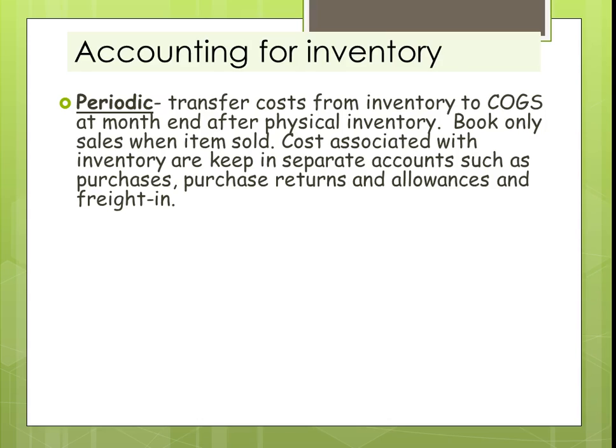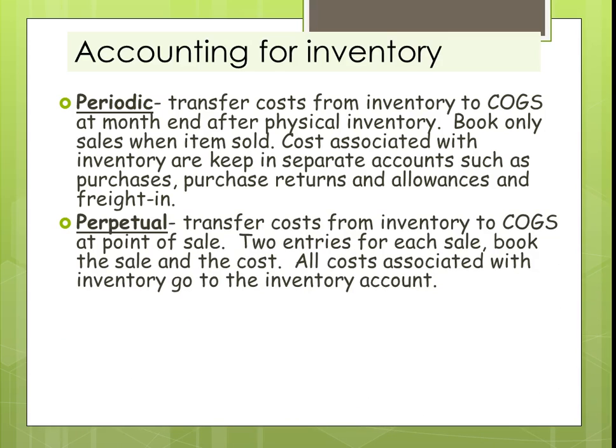Now, when we're accounting for inventory, we can use the periodic method, which, lucky for you, is what your homework is. When you use the periodic method, transfers from inventory to cost of goods sold happen only at the end of the month after we've done a physical inventory. We book only sales when an item is sold, and costs associated with inventory are kept in separate accounts such as purchases, purchase returns and allowances, and freight in. Those are some of the accounts that you would have.